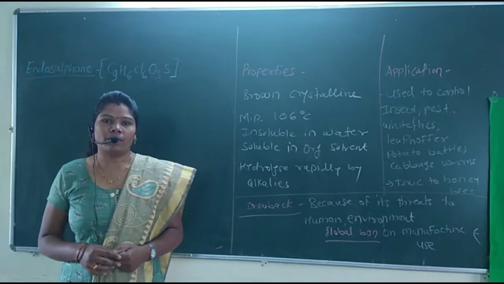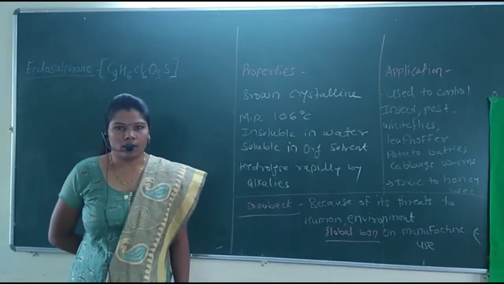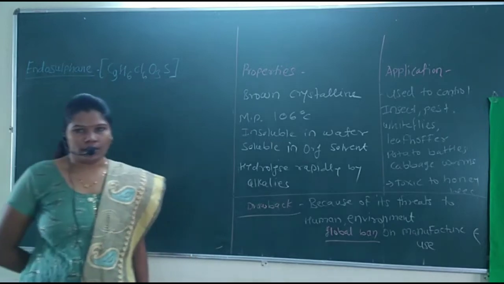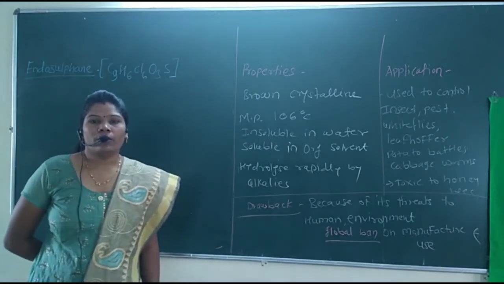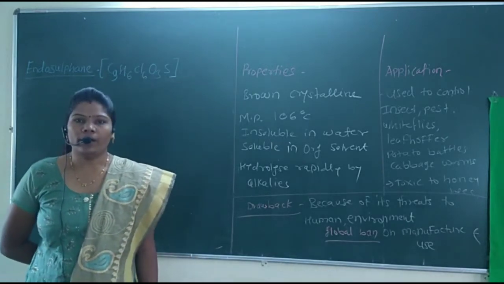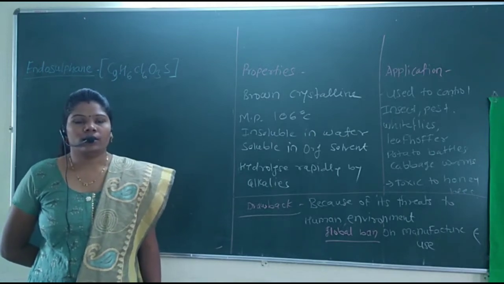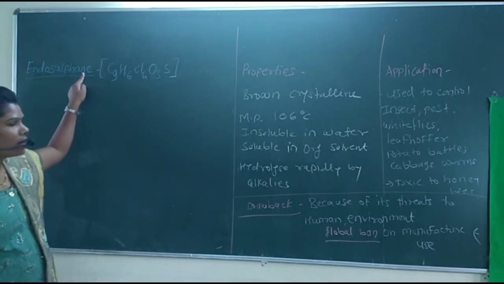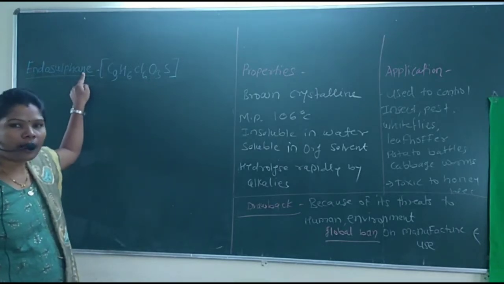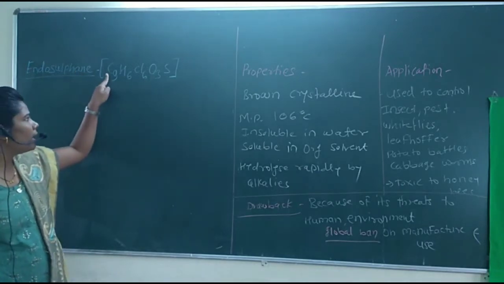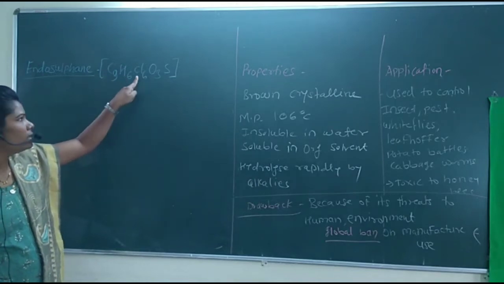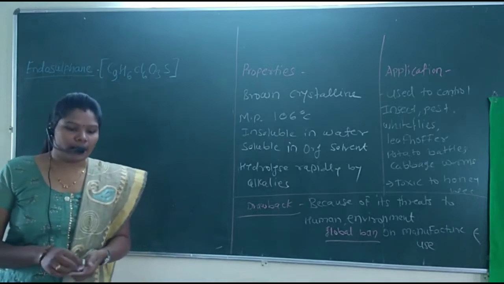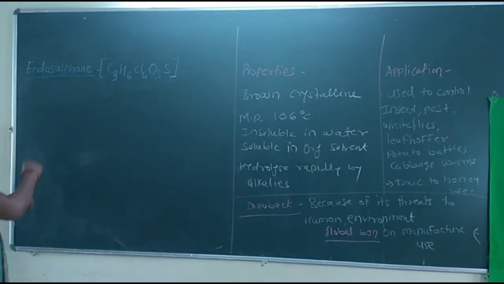In the earlier lecture, we learned about the synthesis and properties of DDT and BHC. Let's start today's topic. Today we are going to learn the synthesis, properties and uses of endosulfan. Endosulfan has the formula C9H6Cl6O3. Okay, let's start with the synthesis.